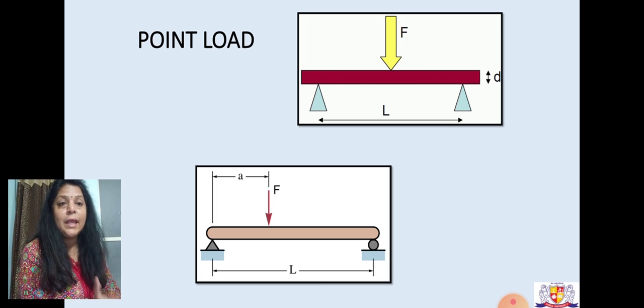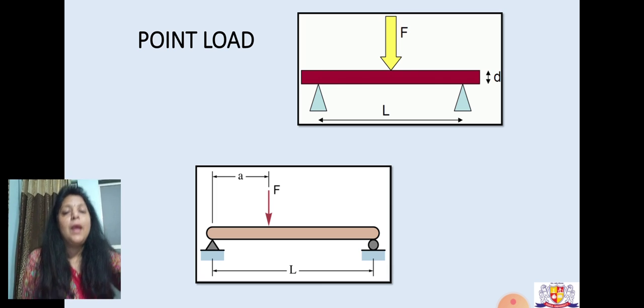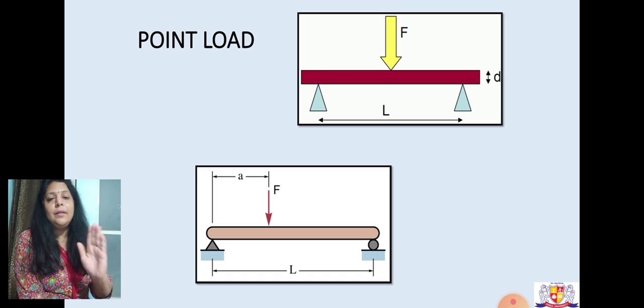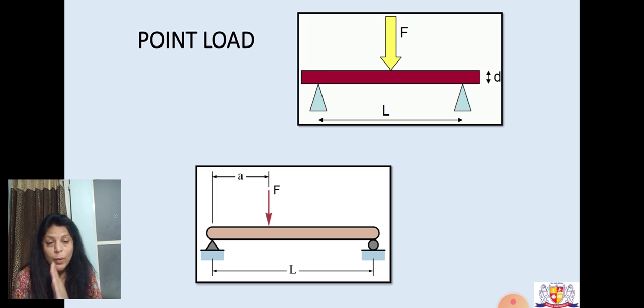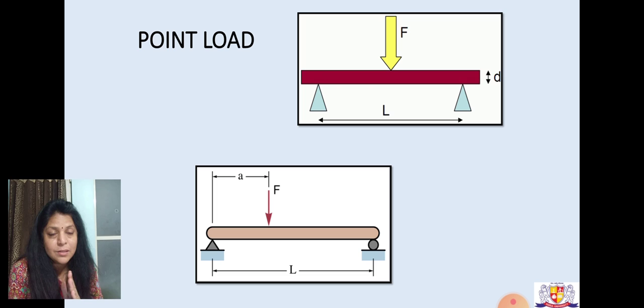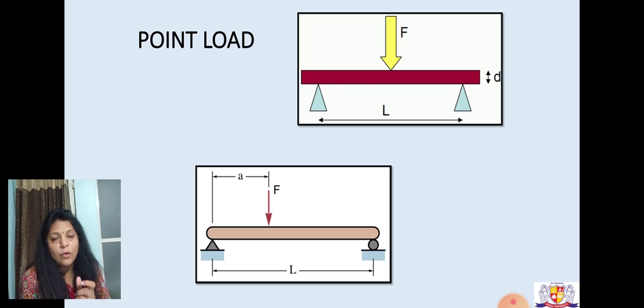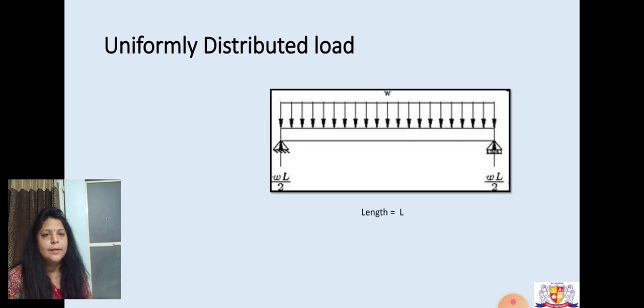Now the first diagram shows that the load is acting at the center, and the second diagram shows that the load is acting eccentrically. What is an eccentric load? It is not acting exactly at the center but at a distance of x or y with respect to the support.